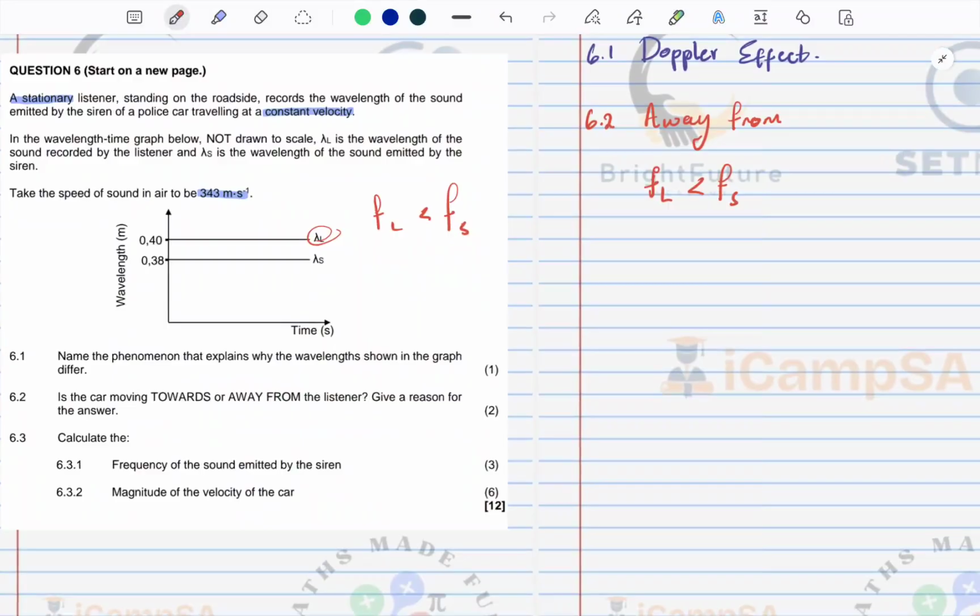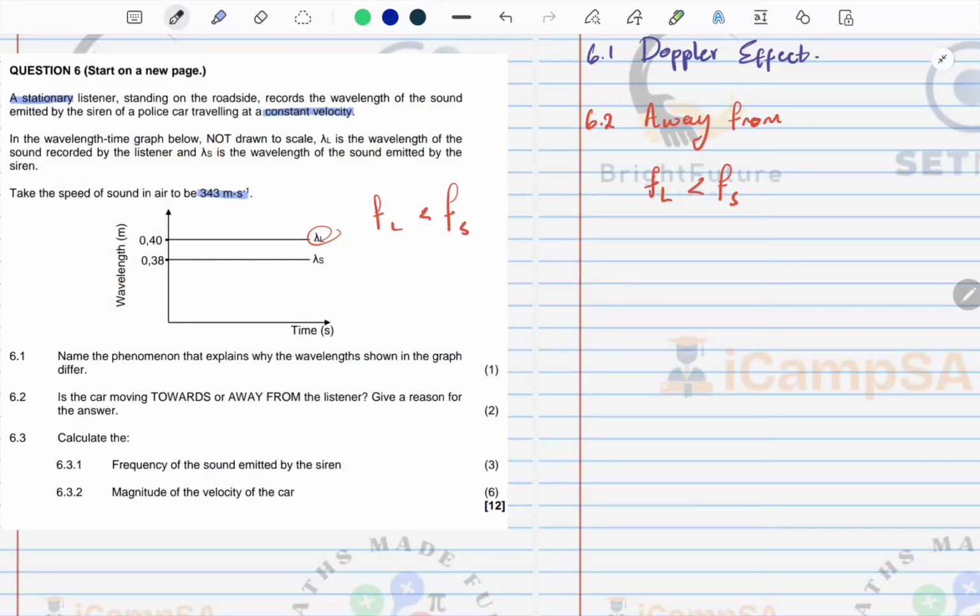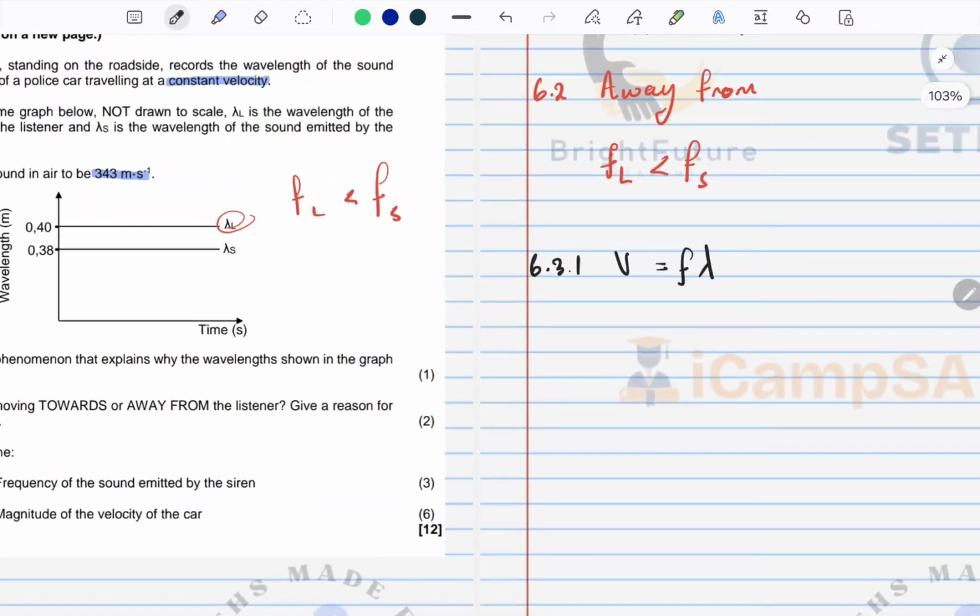Then we've got the next question that asks us to calculate the frequency of the sound emitted by the siren. How do we calculate that? We've got a formula for this, and it's pretty straightforward. For 6.3.1, you're going to say v equals the frequency times the wavelength. They've already given us the velocity, which is the velocity of the sound, and they've already given us the wavelength also, so we just need to get the frequency.